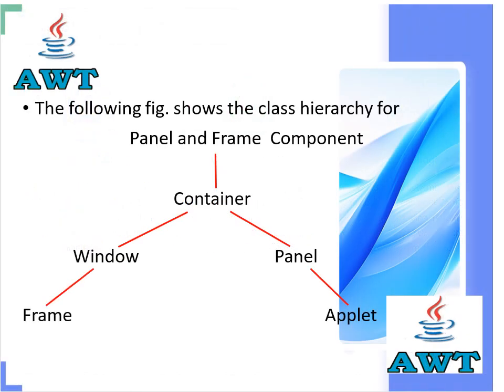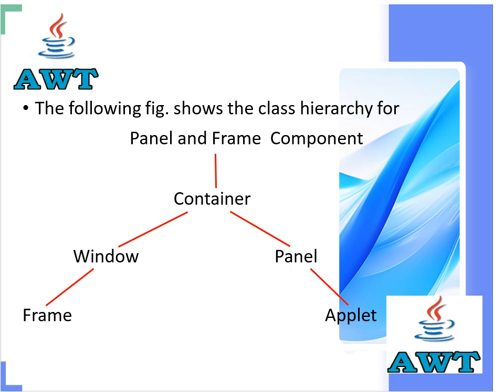The following figure shows the class hierarchy for panel and frame components. A container is like a screen wherein we place components like button, text field, checkbox, list box and combo box, etc. In short, a container contains and controls the layout of the components. A container itself is a component, thus we can add a container inside a container.